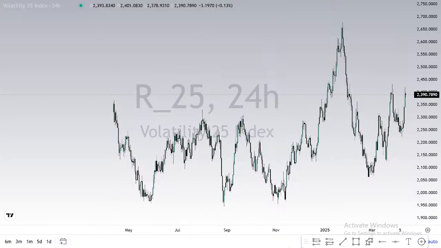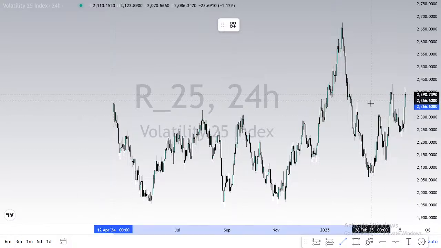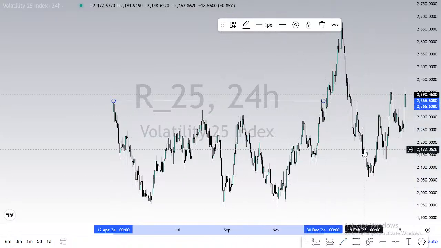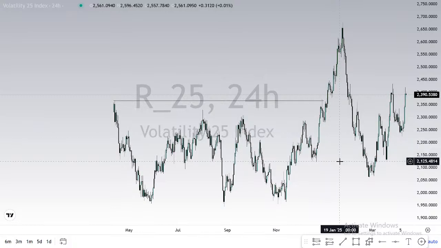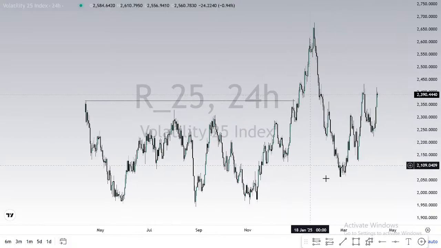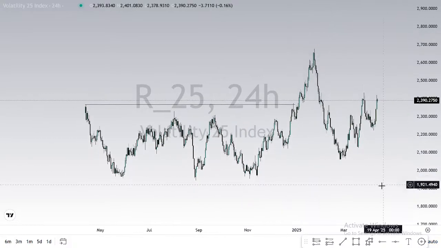So on volatility 25, our last break of structure is obviously to the upside. This is our last break of structure, right? To the upside. And the low we are not expecting market to break, or that we are not expecting market to violate, since we have our last break of structure to the upside.